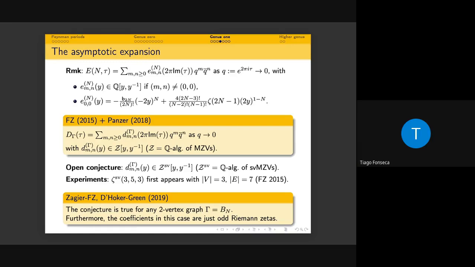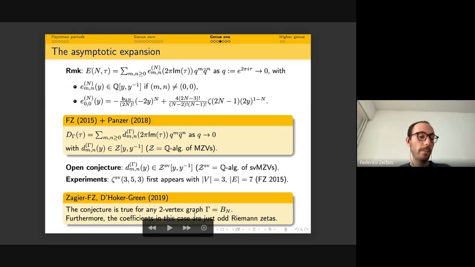Okay, thanks. And, well, as I said, there are no self-edges, so the only two-vertex graphs that are possible are those given by this banana family with n edges between these two vertices. And we have proven with Don Zagier, and then there is also another proof by Eric D'Hoker and Michael Green, that this conjecture is true for all these graphs.